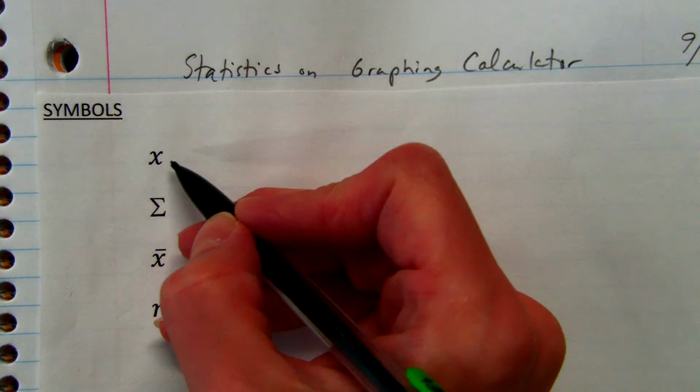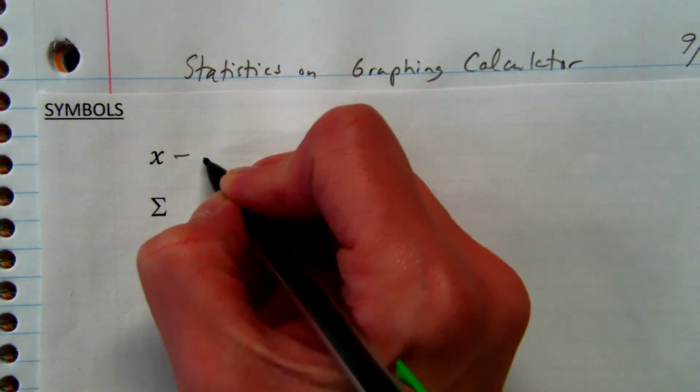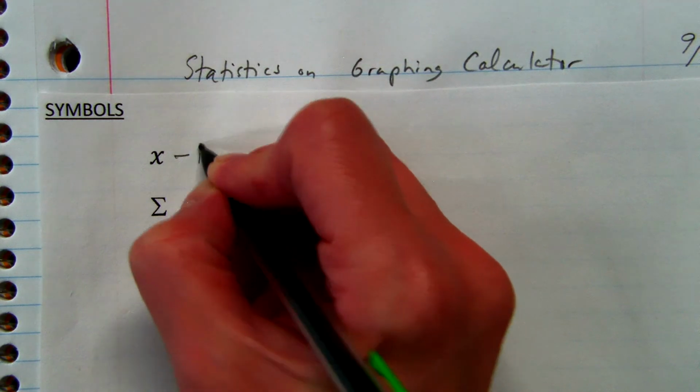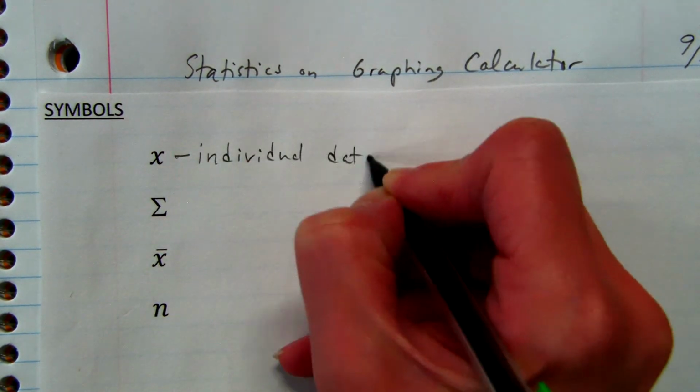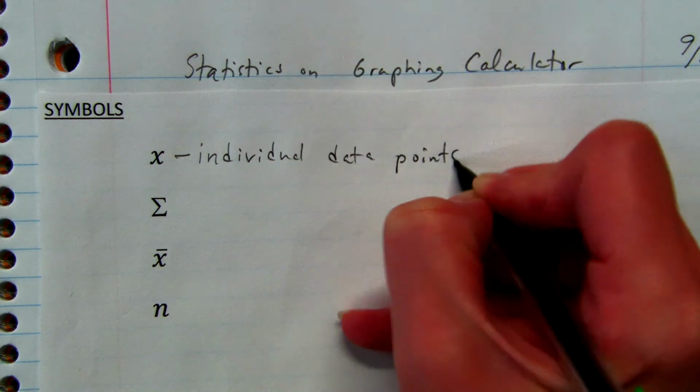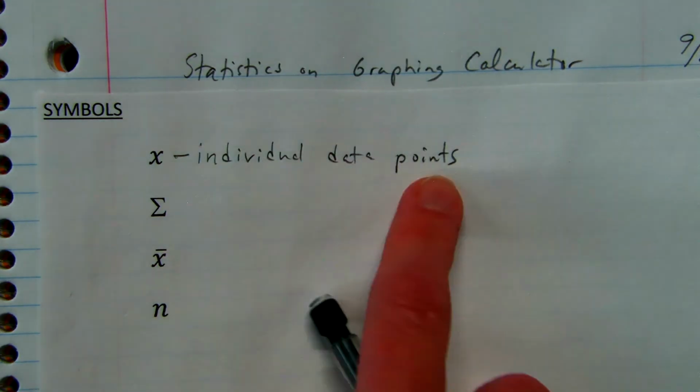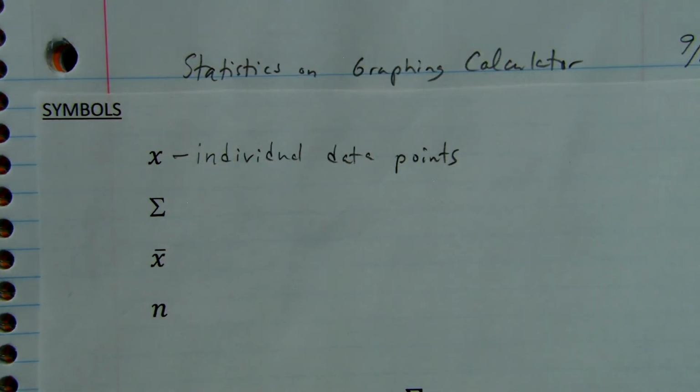Okay, X stands for individual data points. So each individual data point is an X. That's going to change. So if it's 1, 2, 3, 4, 5, it depends on what we're looking at.